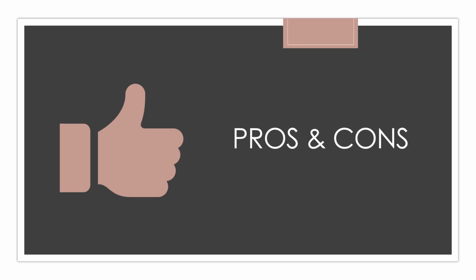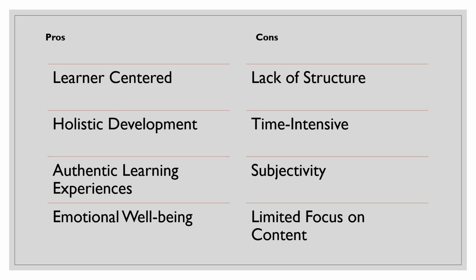Pros and cons. Humanistic learning theory places the learner at the center of the process, allowing them to take ownership of the experience. It emphasizes the holistic development of learners, including their cognitive, emotional, social, and physical aspects of learning. Humanistic learning promotes authentic experiences that are relevant. Authentic learning events promote motivation, engagement, and retention of knowledge.